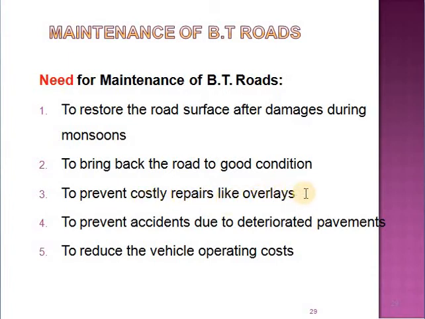In road maintenance, we have to do regular maintenance. If we delay, we will get more costly repairs. So that is the concept here. And next, to prevent the accidents mainly due to deteriorated pavements. Deteriorated means very damaged pavements. Okay. And next, to reduce the vehicle operating costs. Vehicle operating costs means we have to save the vehicles without damaging them. Okay. That is the maintenance of BT roads.